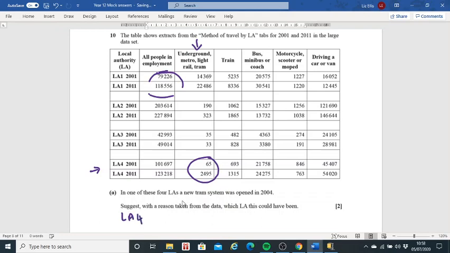And why? It increased from 65 to 2495. It is a much bigger increase than all the others. Anything like that. So 1 mark for saying LA4, 1 mark for this: there was a huge increase. If you didn't get the fact that it was the LA4, you wouldn't have got any marks whatsoever.